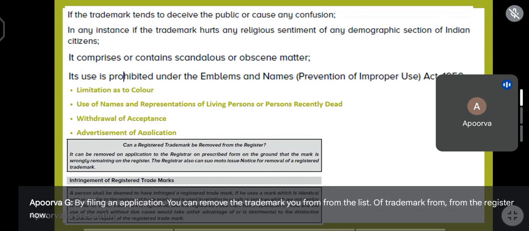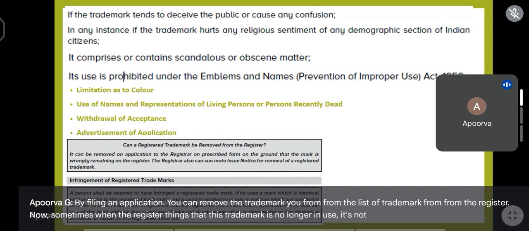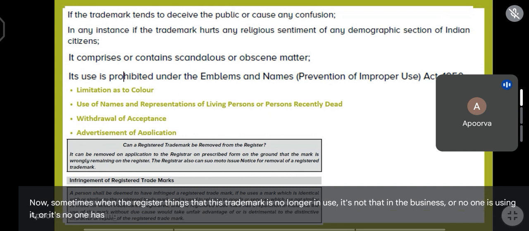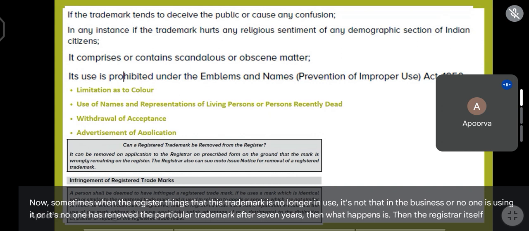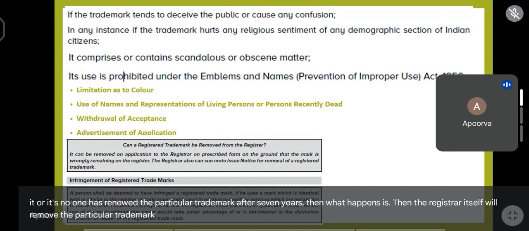Now, sometimes the registrar thinks that this trademark is no longer in use, it's not there in the business, or no one is using it, or no one has renewed the particular trademark after 7 years. Then the registrar itself will remove the particular trademark from the register.